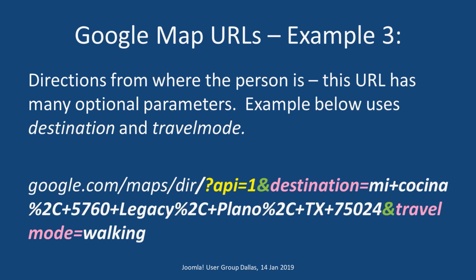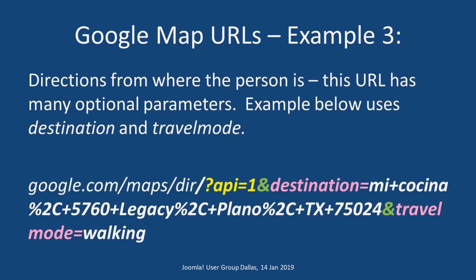Third example is directions. This is a super useful kind of link to have, and if you don't have one on your site to how to find your business, you definitely do want one. The basic, really the only parameter you really need. And by the way, also notice that there is a different phrase after maps. This time it's dir. But anyway, the only parameter you really need for this URL is destination. I added a second one because I could, and I thought that was cool.